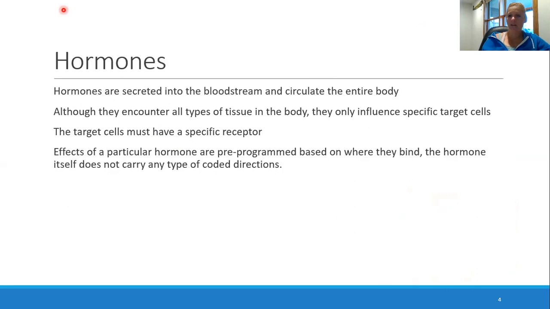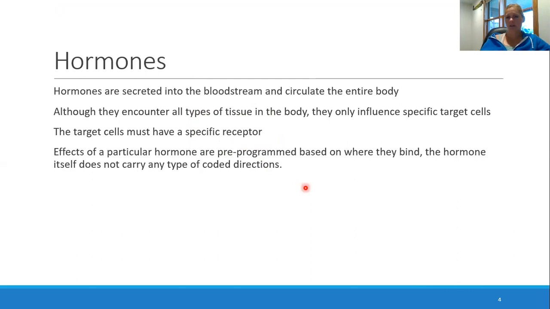So again, how do they send their signal? A couple different ways. So hormones are going to be secreted into the bloodstream, and that's going to circulate to the entire body. However, what is unique about hormones is they could encounter really any tissue within the body or any structures. They're only going to have an effect on specific target cells. So a target cell must have a specific or specialized receptor in order for that hormone to have an effect. Okay? So effects of a particular hormone are pre-programmed based on where they bind.